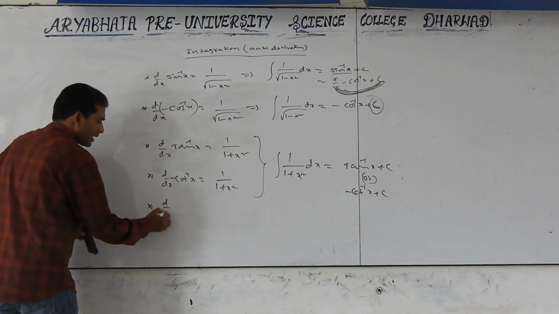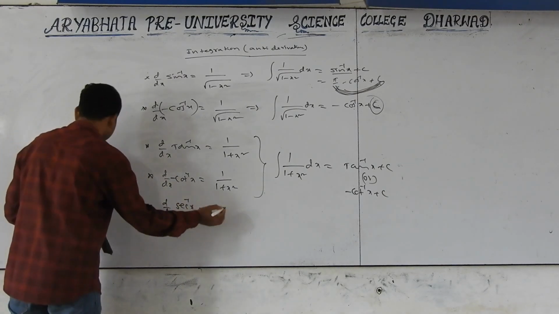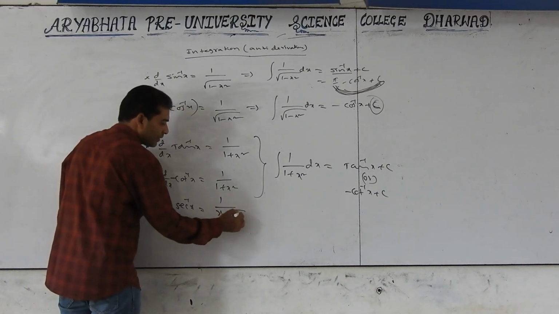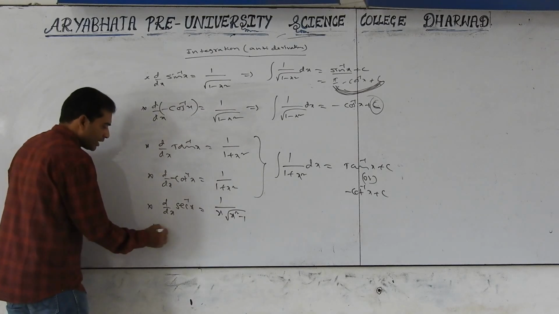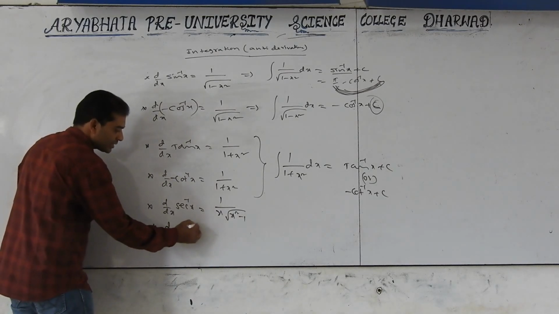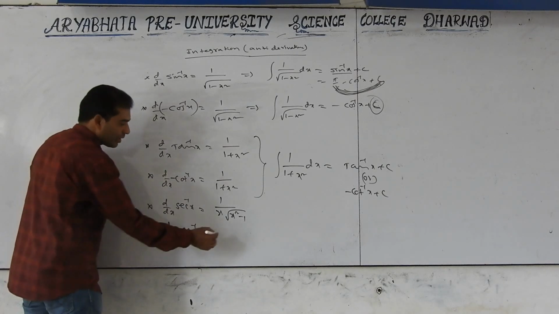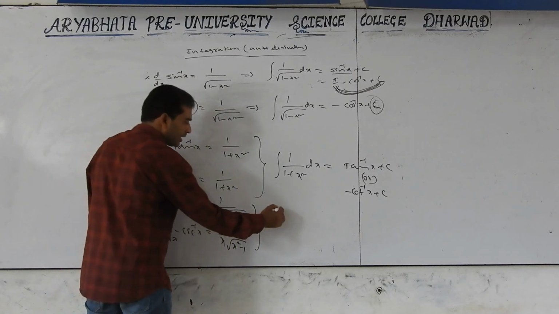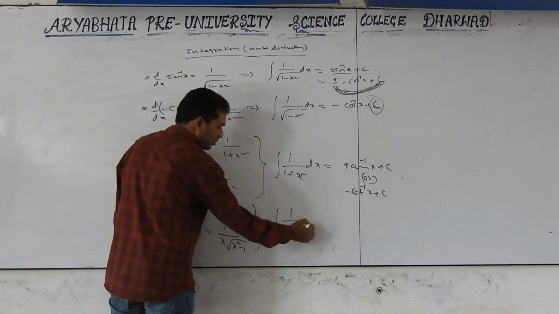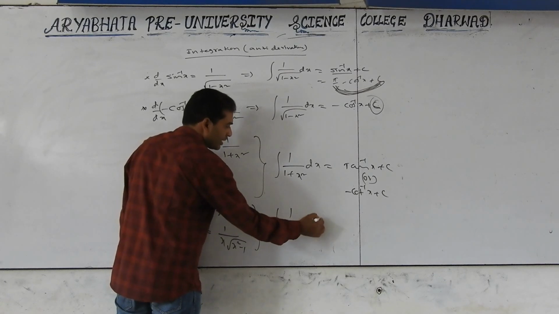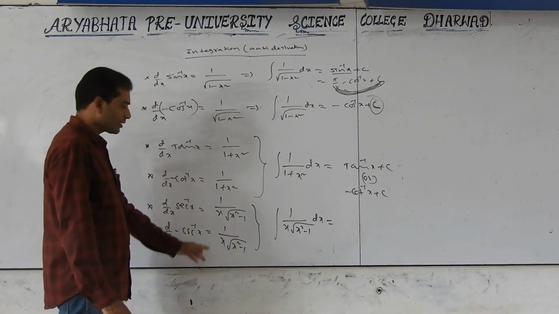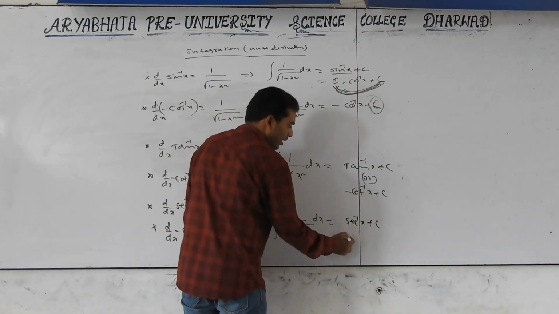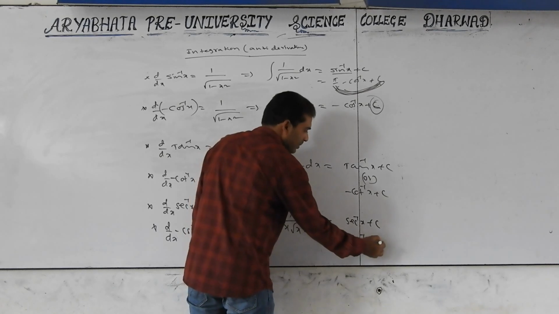Next, d by dx of sec inverse x. Sec inverse x differentiation is 1 by x into under root of x square minus 1. D by dx of cosec inverse x is minus 1 by x into under root of x square minus 1. So integration of 1 by x into under root of x square minus 1 dx equal to sec inverse x plus c or minus cosec inverse x plus c.